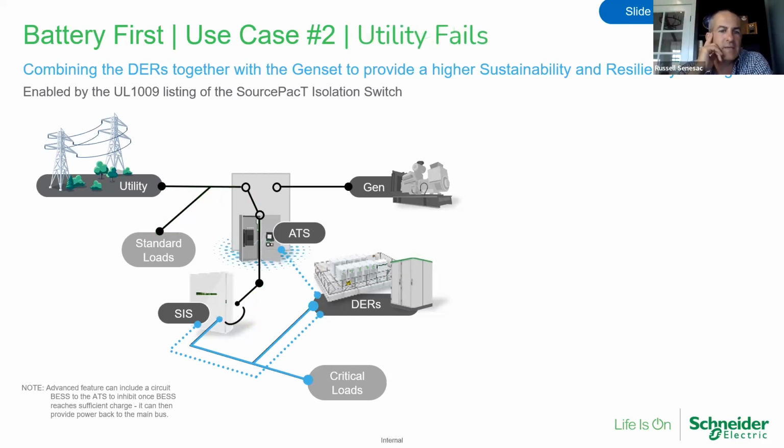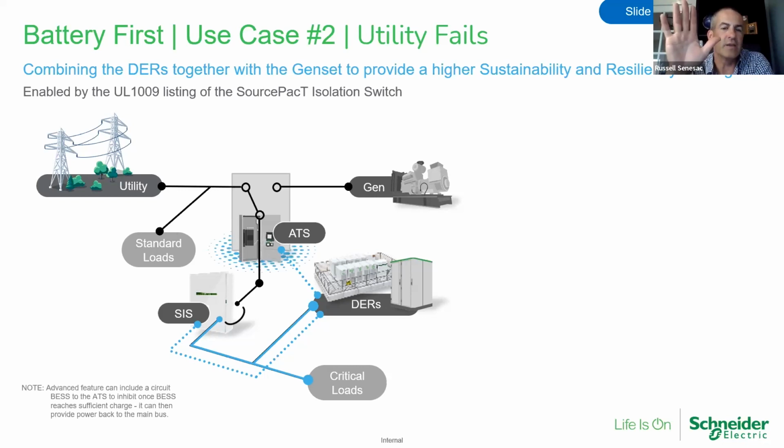Now, what will happen is that if and when that battery feeding the circuit expires, then that inhibit signal is going to go away. And when that inhibit signal goes away, the ATS is going to say, oh, I'm going to start the generator, and it's going to go to generator.